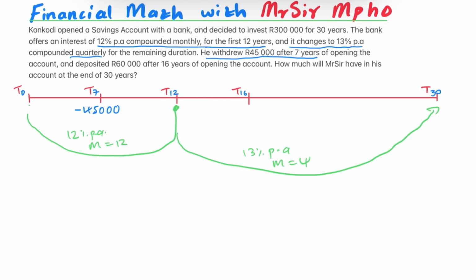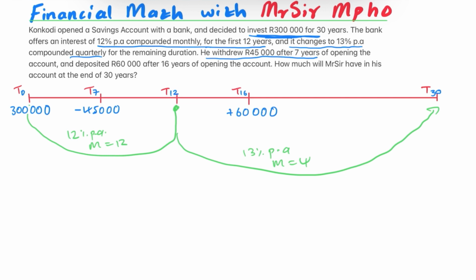So there's another change at T16. Oh, T16, I see. That's where the person deposited 60,000 Rand, which means I'm going to go straight to T16 and add 60,000 Rand. Makes sense? And now the big question is, how much did this person invest initially at T0? This person invested this initially, right? So I'm going to write it at T0. The initial investment is at T0. So I'm going to write 300,000 Rand.